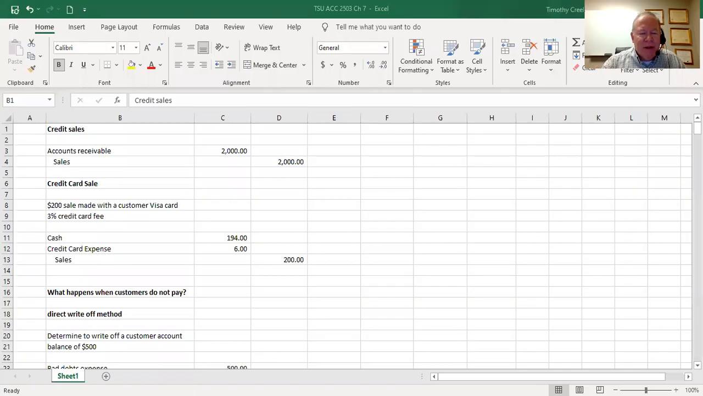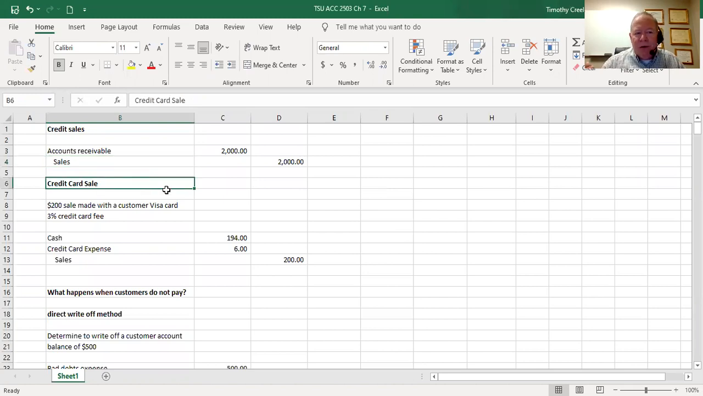So I've got an Excel file here, and to start off with, a credit sale would be if you made a sale to a customer on account and you're going to give them, say, 30, 60, 90 days to pay you. You would debit accounts receivable. Let's say it's a $2,000 sale. You'd debit accounts receivable and you'd credit sales or sales revenue. You're going to recognize the revenue there.